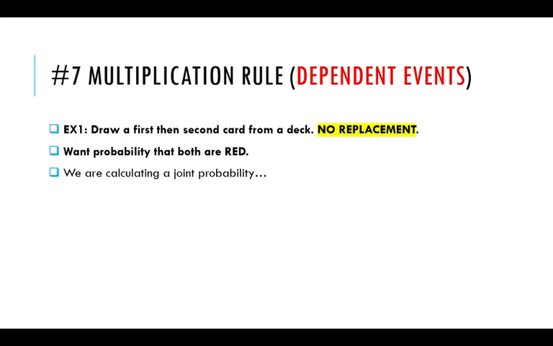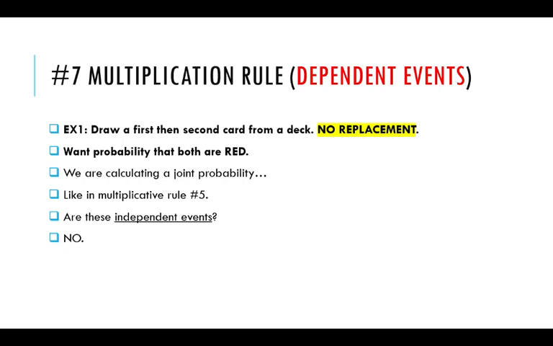So we're back to this idea that we're calculating a joint probability, right? That something and something, the probability of A and B, in this case of red and red. So just like in the multiplicative rule number 5, but we have to change it a little bit. Again, in rule number 5, we had independent events. Are these independent events without replacement? No. If I'm not replacing the card each time, I'm creating dependent events. So the answer is no. That's why we're looking at this new rule number 7.